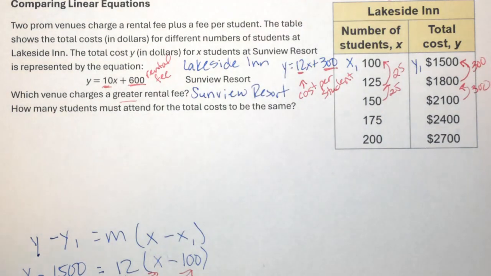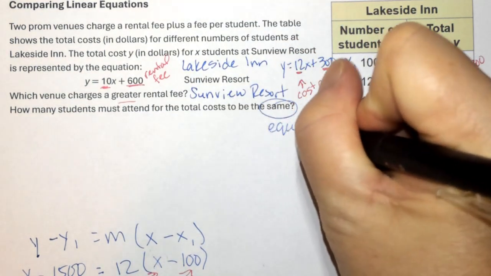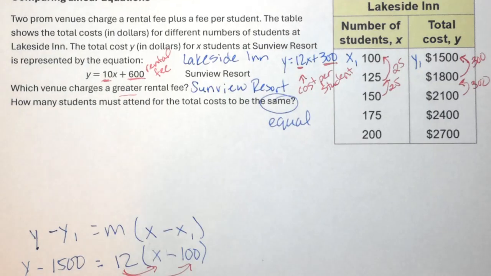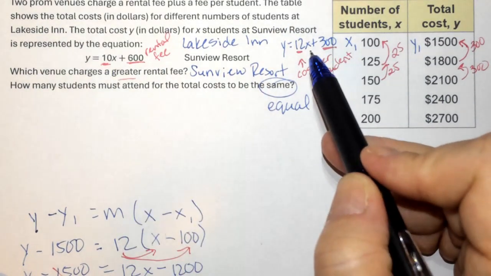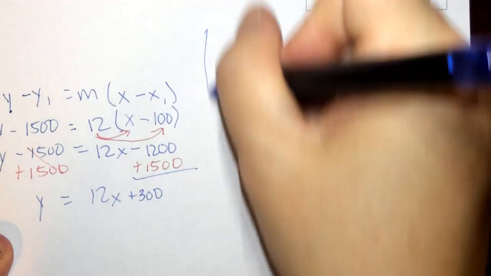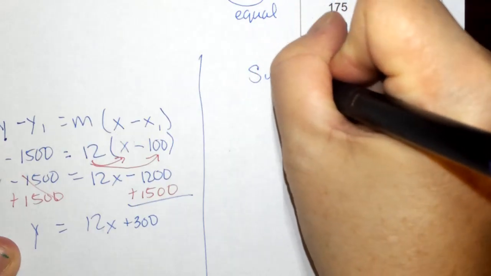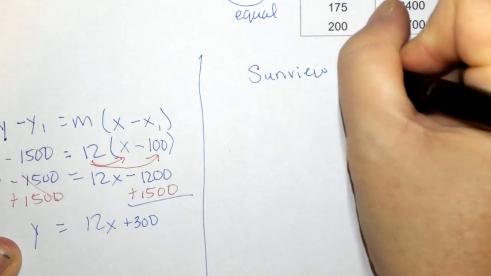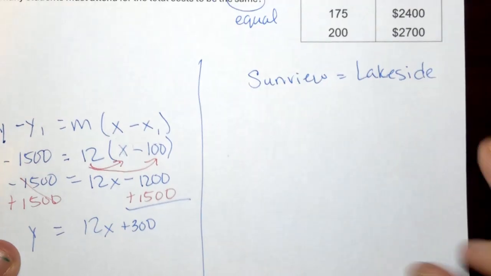So how many students must attend for the total cost to be the same? Well, what's another math word for same? Equal. So what does that mean? We're going to set them equal to each other. We're going to take 10x plus 600 and 12x plus 300 and set them equal to each other. I'm going to do that right here. So we're going to set Sunview equal to Lakeside.